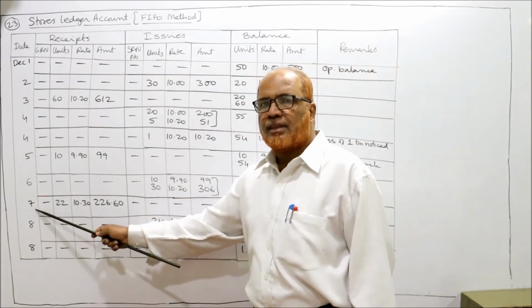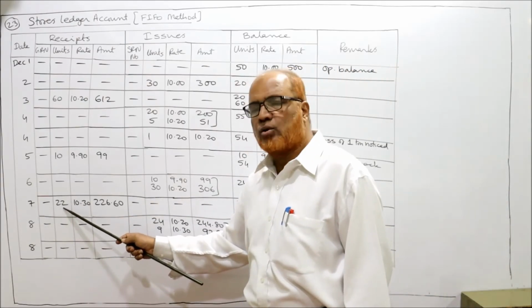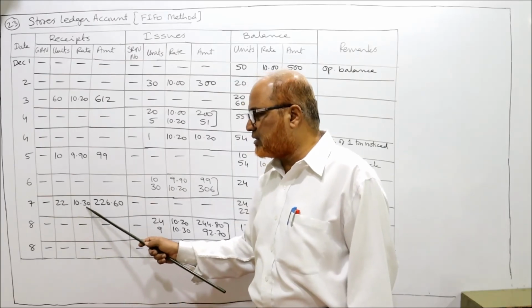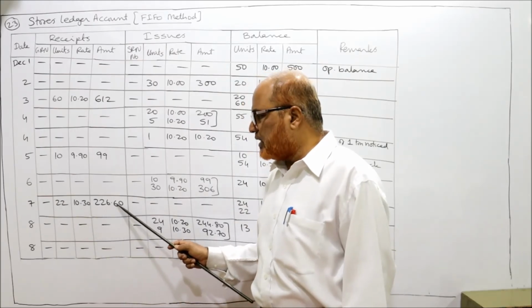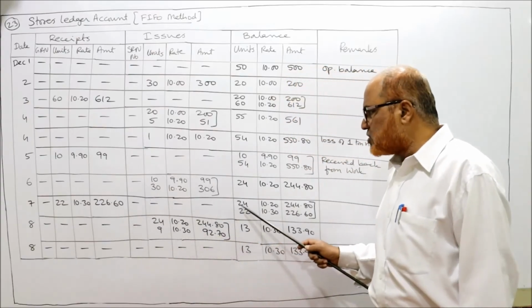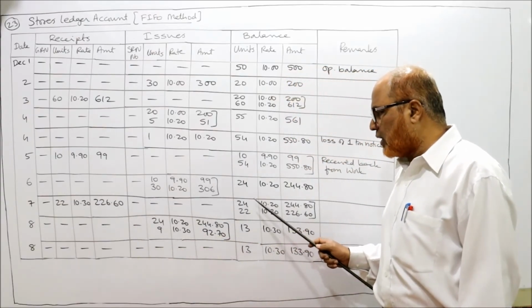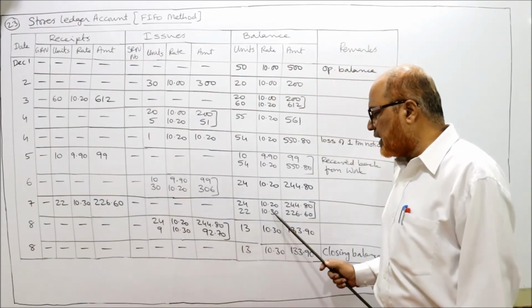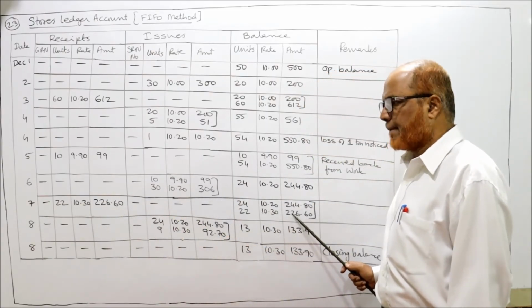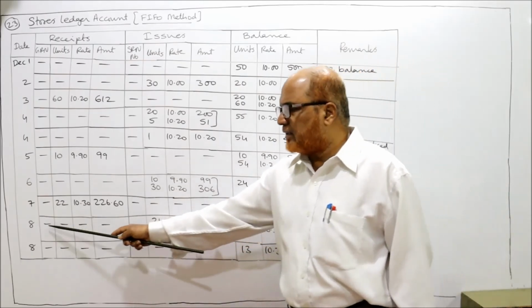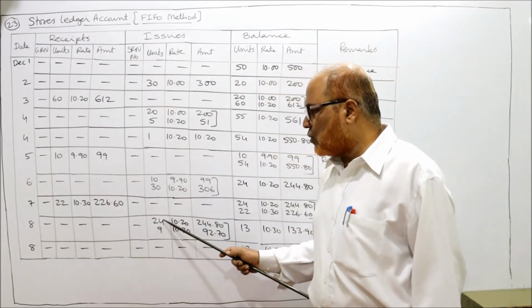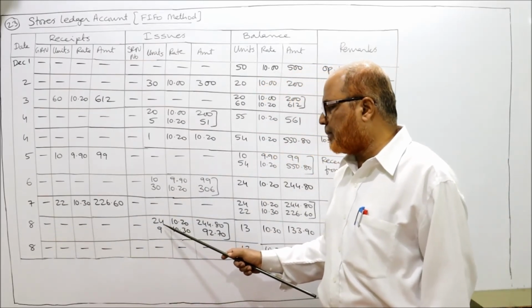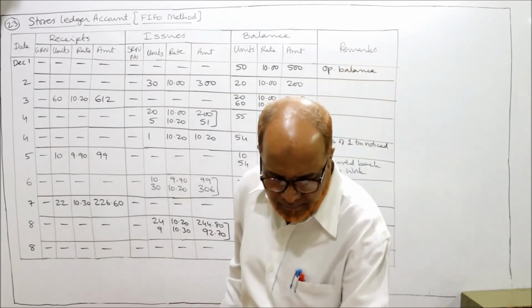On 7th, there is purchase received of 22 tons at 10.30 per ton. So 226.6. Now the balance will be old stock 24 at 10.20. New stock purchased is 22, 10.30, 226. Right? Now 8th one, there is issue of 24 plus 9, 33 tons.